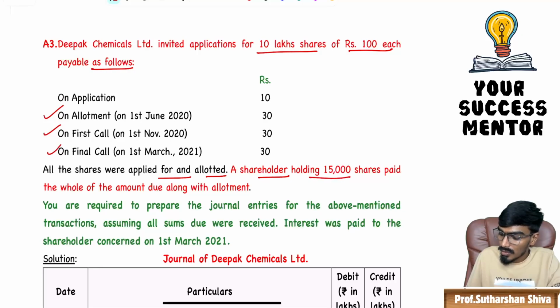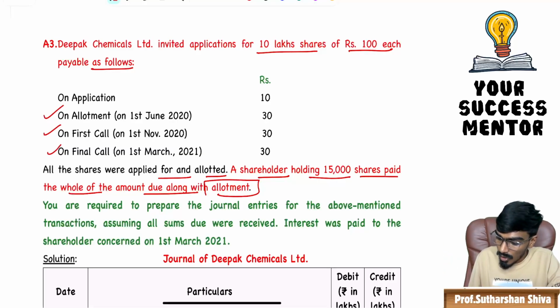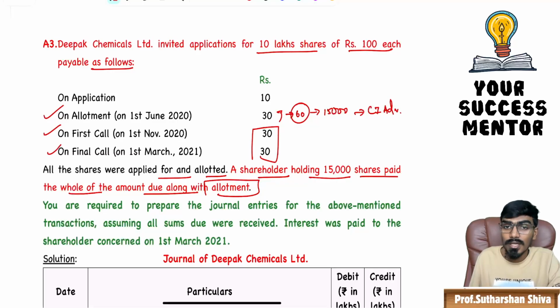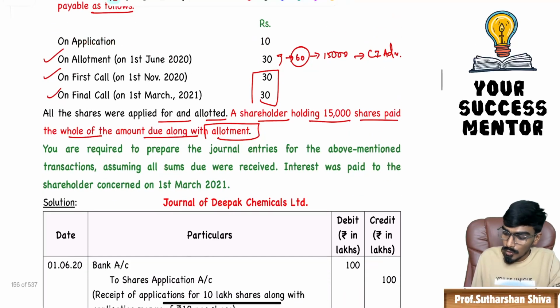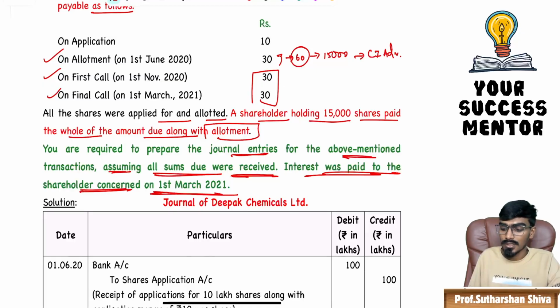A shareholder holding 15,000 shares paid the whole amount due along with allotment. At the time of allotment money itself, one shareholder who is holding 15,000 shares is paying all this 60 rupees at this time itself with respect to 15,000 shares. So which is basically going to be your calls in advance. Correct? So you are required to prepare journal entries for the above mentioned transaction, assuming all the sums due were received. Interest was paid to the shareholder concerned on 1st March. Okay, there will be only a calls in advance question.